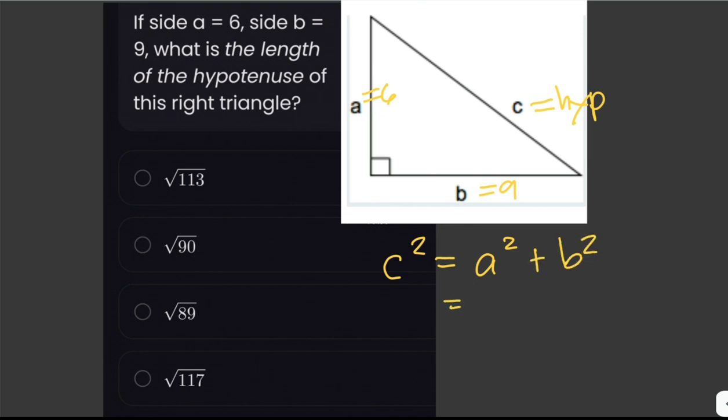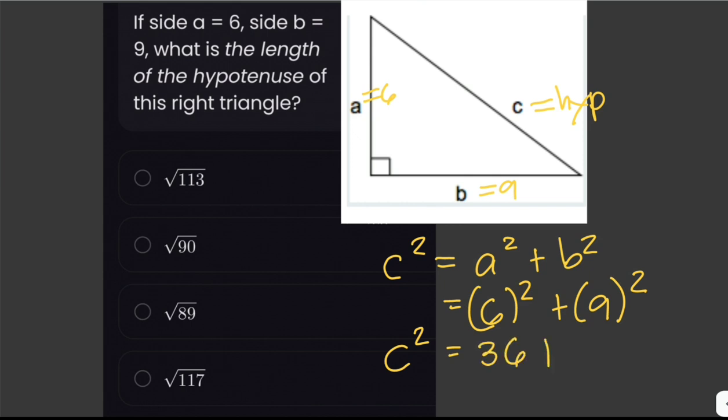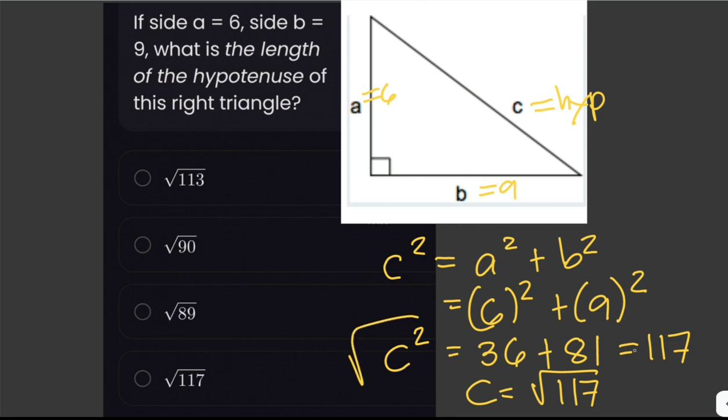Then we plug in the given values. A is 6, so that is 6 squared. And B is 9, that is 9 squared. So C squared is just equal to 36 plus 81. This would give us 117. Therefore, C is equal to the square root of 117. You get the square root of both sides. So the answer is the square root of 117.